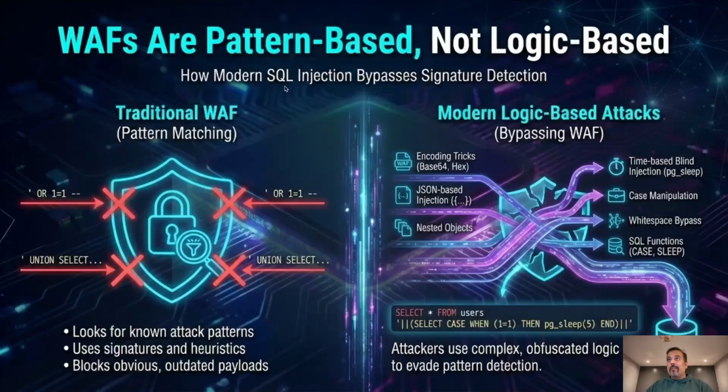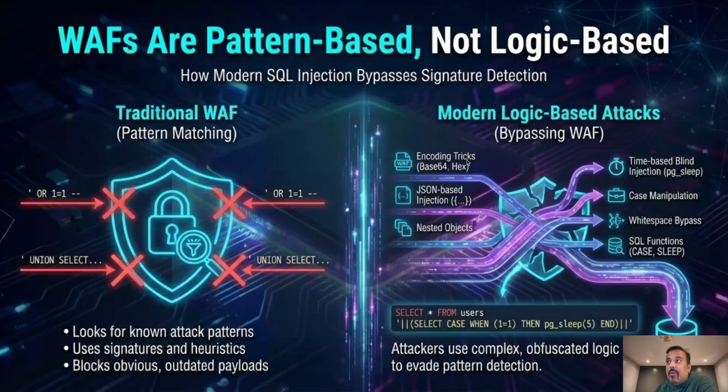So how does modern SQL injection bypass signature detection? Let's have a look at the traditional WAF. That is pattern matching. Over here you see a single quote or 1 equals 1. The WAF will catch it because that is a kind of pattern matching. Whereas with union, you are adding a single quote and union. These are the normal things which a normal WAF looks for, like signatures and heuristics, blocking obvious and outdated payloads. Whereas the modern logic based attacks bypass the WAF with encoding tricks.